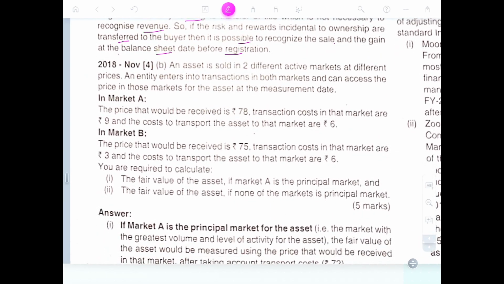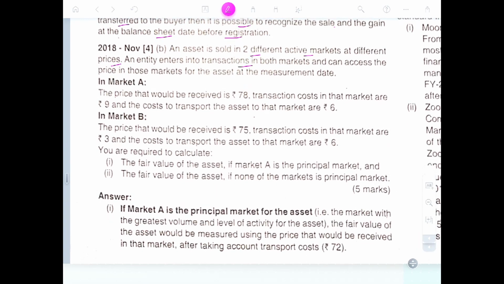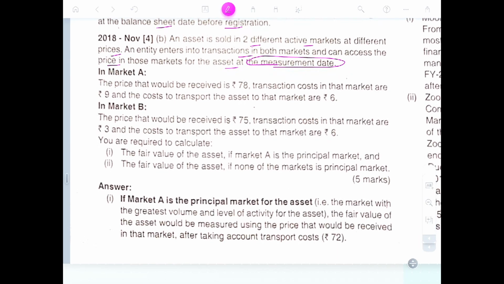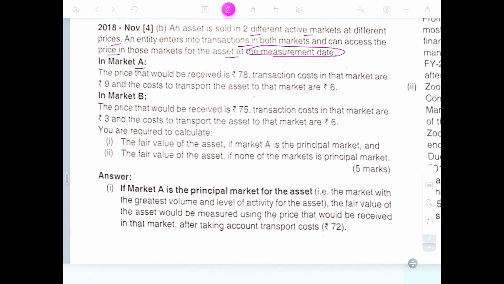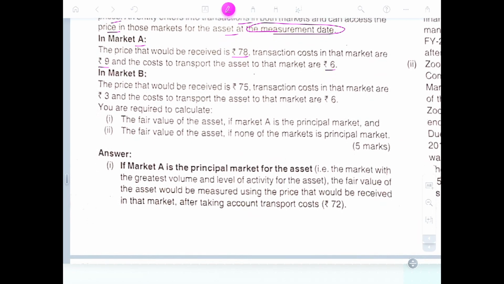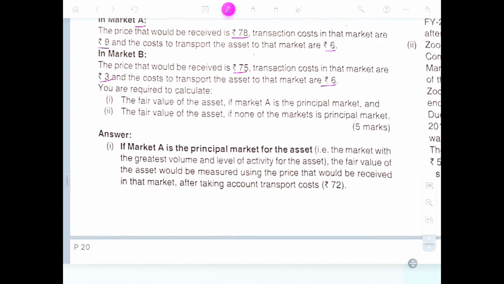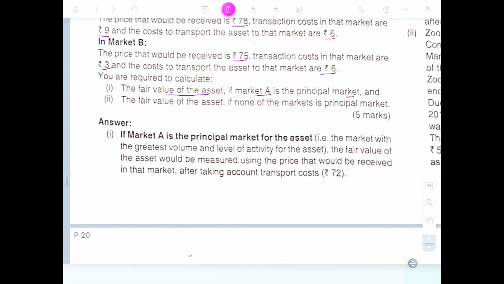The asset is sold in two different active markets at different prices. The entity enters into transactions in both markets and can access the price in those markets for the asset at the measurement date. In market A, the price received is 78, the transaction cost of the market is 9, and the cost of transportation of the asset is 6. In market B, the price received is 75, the transaction cost is 3 and the transportation cost is 6. You are required to calculate the fair value of the asset at market A, the principal market. The fair value of the asset is measured if none of the markets is a predominant one.